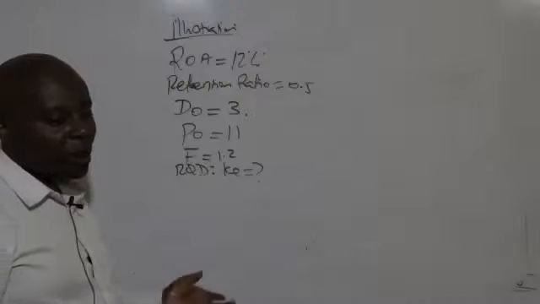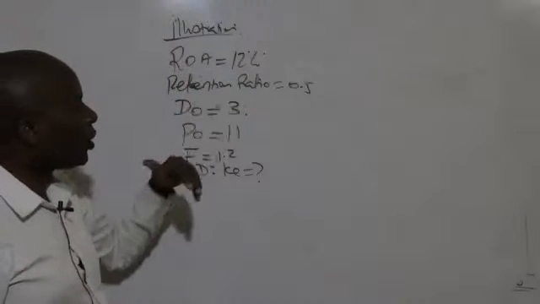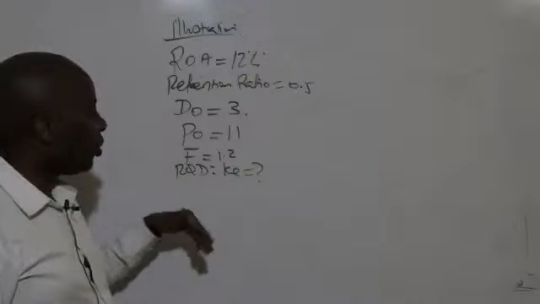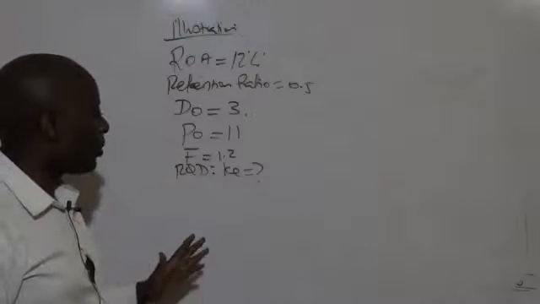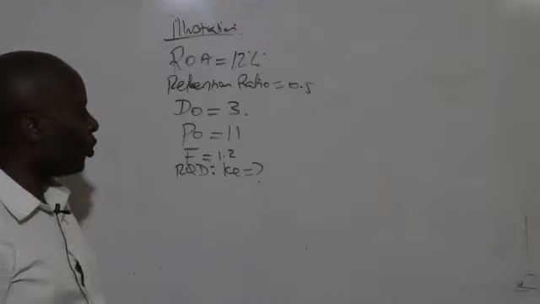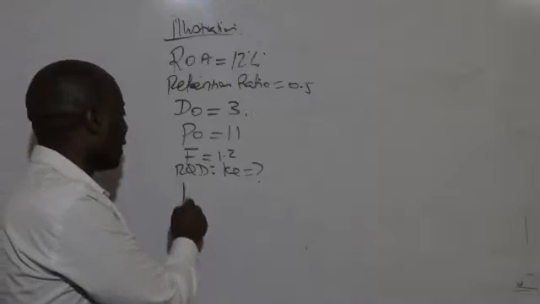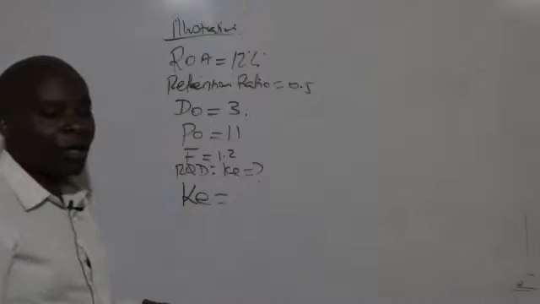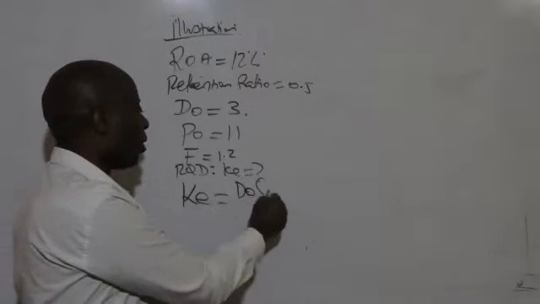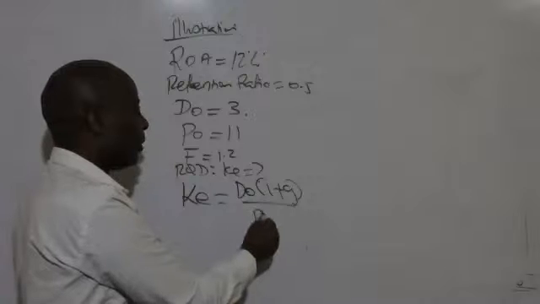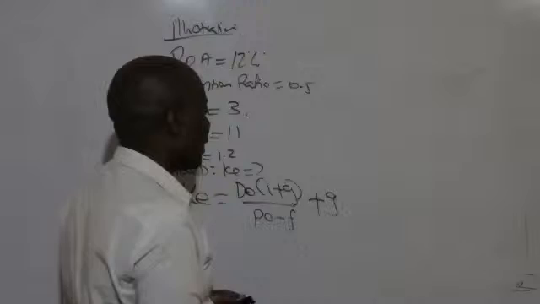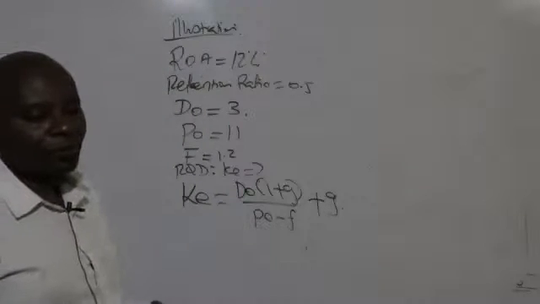ROA stands for what here? Return on assets. We have retention ratio. We have D0. We have P0. We have the flotation cost of 1.2. We have the requirement, Ke. The only thing I will be able to do for you is to remind you of the formula for getting Ke. To get Ke, we normally talk of D0 into 1 plus g, all over P0 minus any flotation cost, plus g.